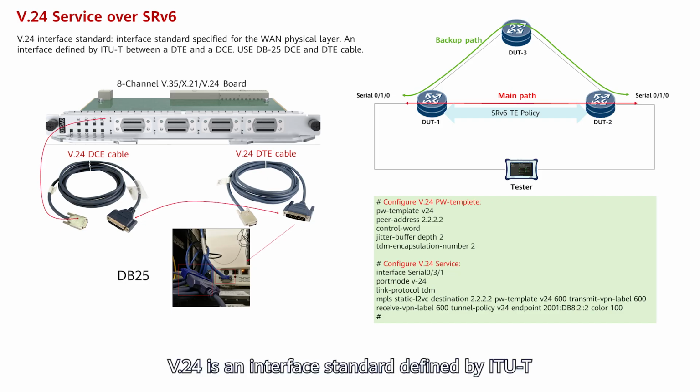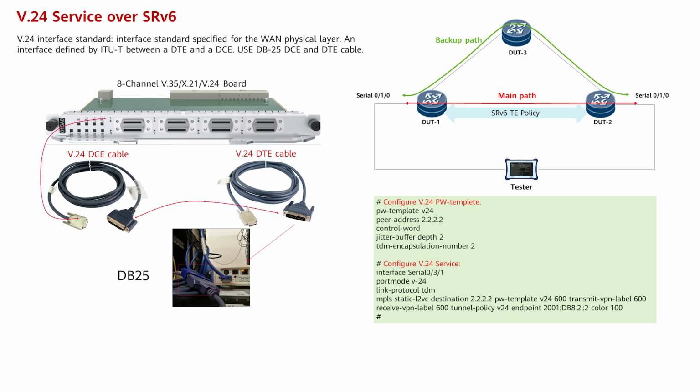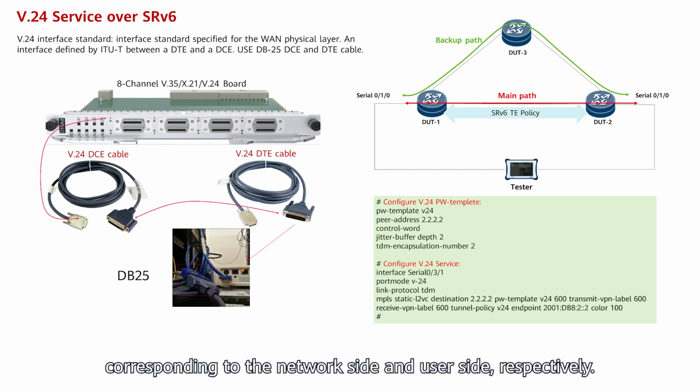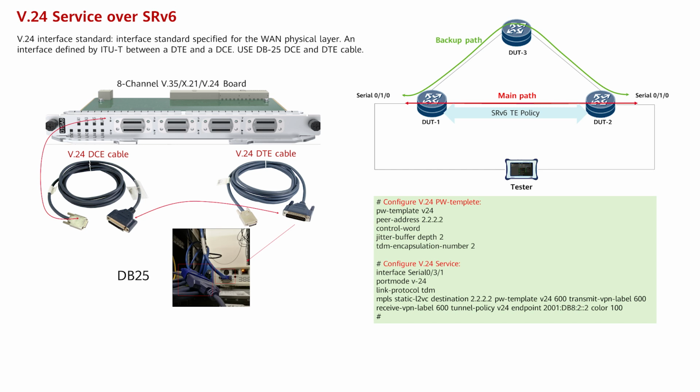V.24 is an interface standard defined by ITU-T and specified for the physical layer. V.24 cable interfaces are available on both the data circuit terminating equipment and data terminal equipment sides, referred to as DCE and DTE, corresponding to the network side and user side, respectively. The DCE side is a 25-hole circuit and the DTE side is a 25-pin plug.